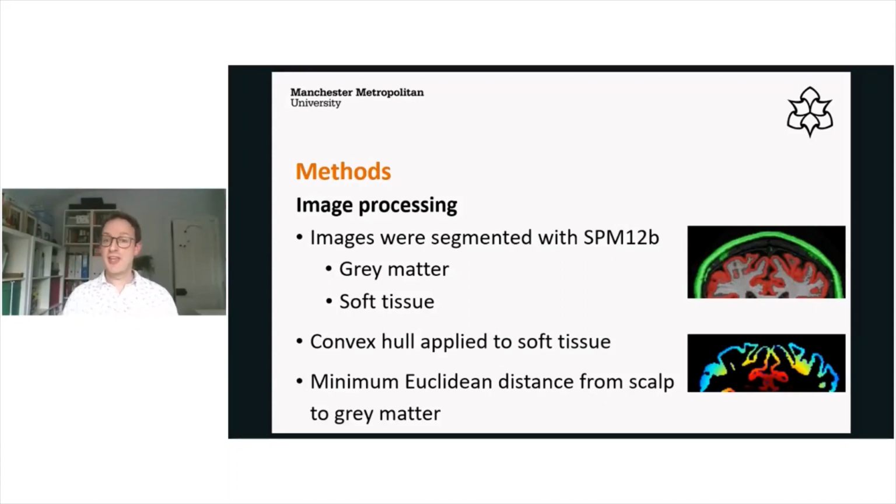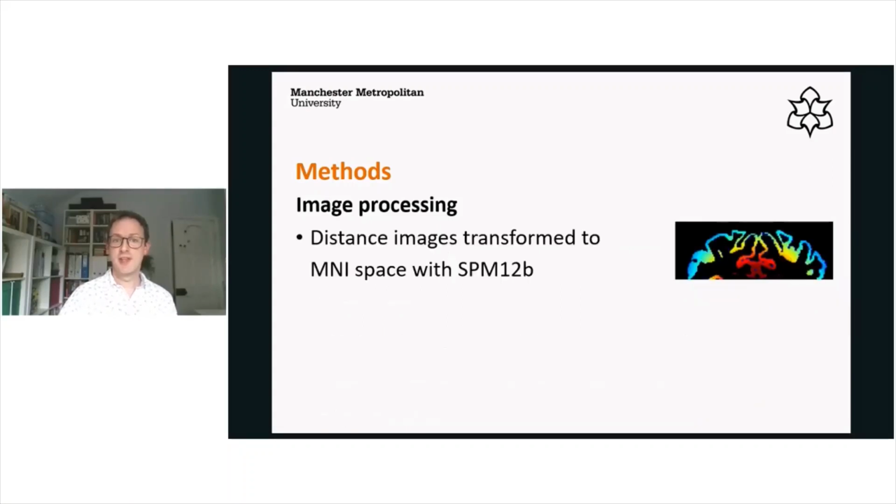And then from there, for each point in the grey matter image, or the grey matter segment, we can find the minimum Euclidean distance from that point to a point on the scalp surface. So where is the closest point on the scalp to that brain region? We do that for each person. We can then take those distance images and transform them into a standardized space, in this case, MNI space.